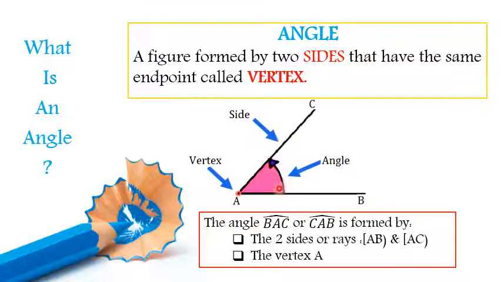We said the vertex is the point of intersection of two sides or two rays. Here is the angle formed between two sides and two rays. Okay?